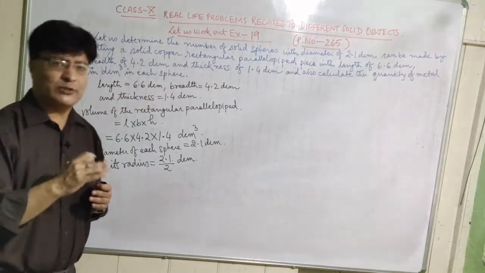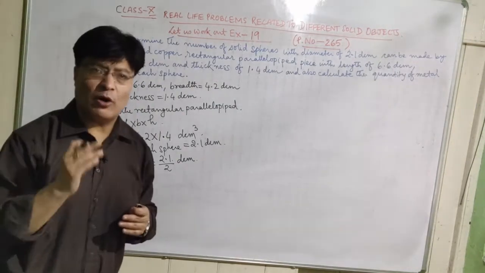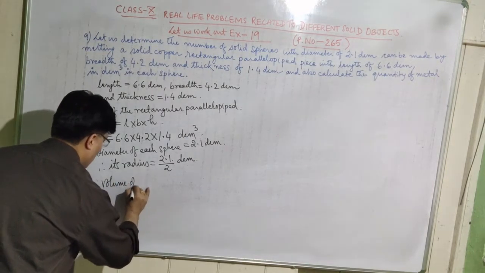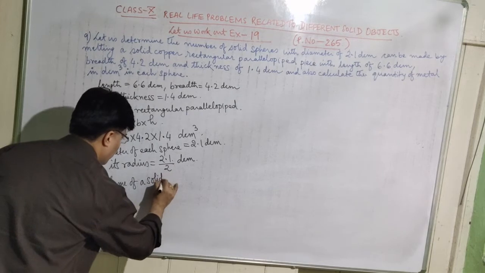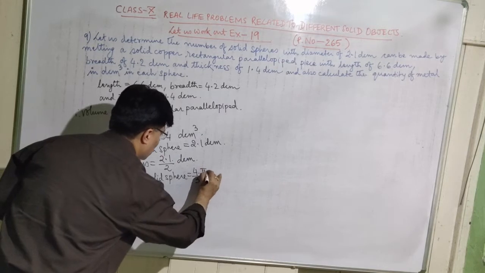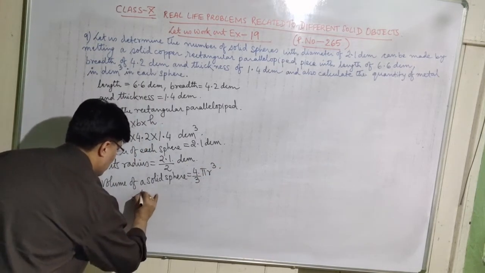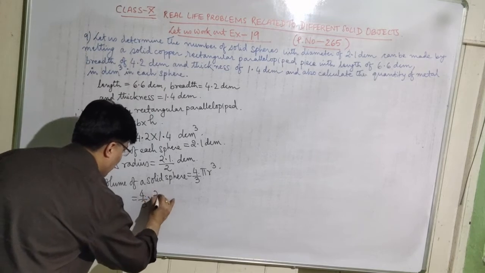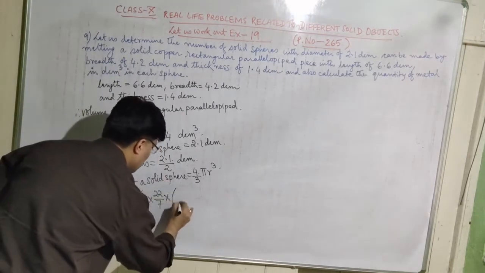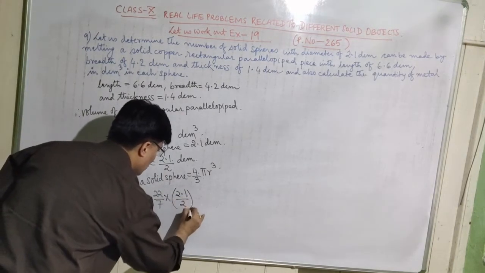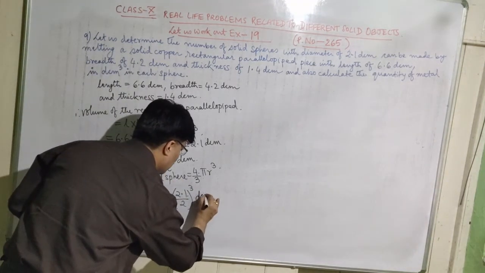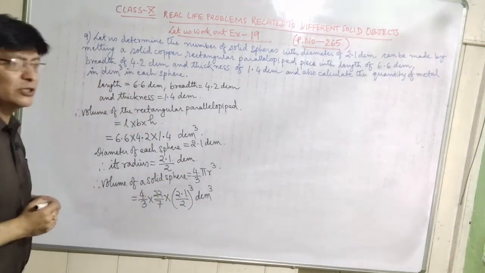How many solid spheres can be formed? So we have to find out the volume of a solid sphere. Therefore volume of a solid sphere is equal to 4/3 pi r cube, which is equal to 4/3 into what is pi here? It is 22/7 into what is r whole cube? It is 2.1/2 whole cube. Okay, so what is the unit here also? This is decimeter cube.